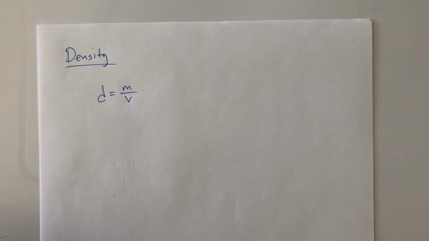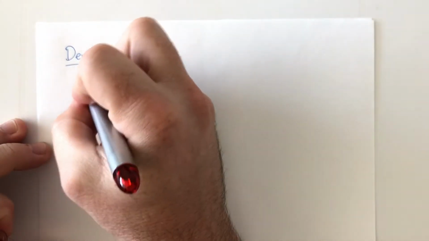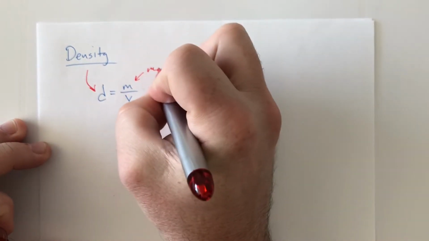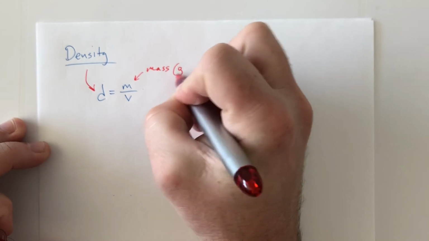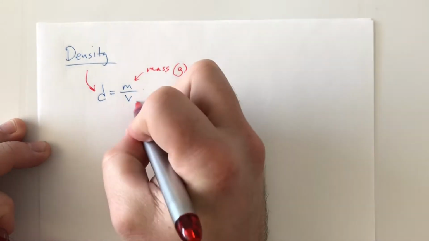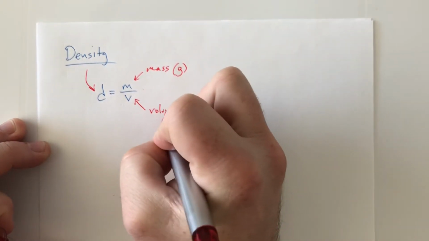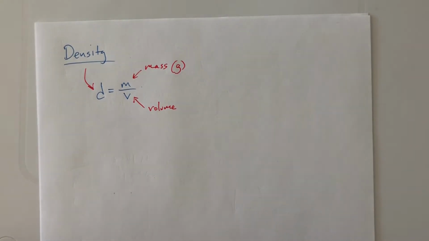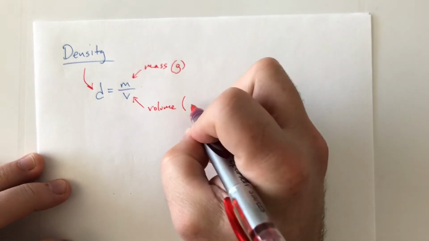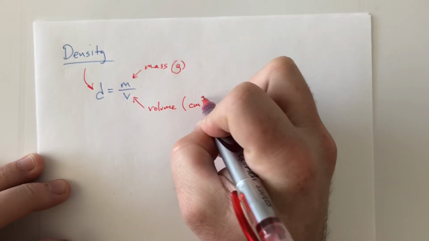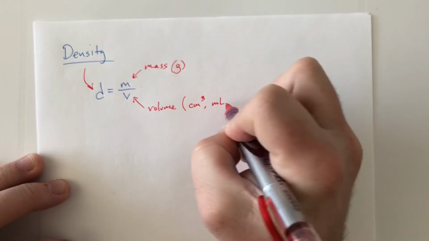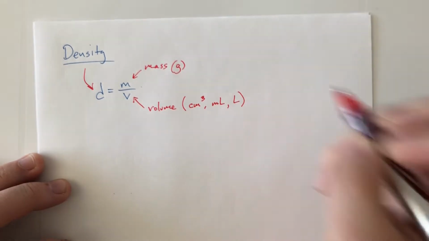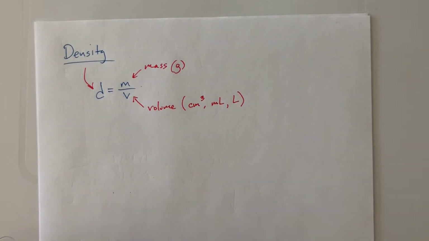I guess I will go ahead and label these things. So that's density. This is mass, which has units of grams. And this is volume, and its units kind of depend on whether you're talking about solids, liquids, or gases. Typically, the answer is either cubic centimeters, milliliters, or liters.